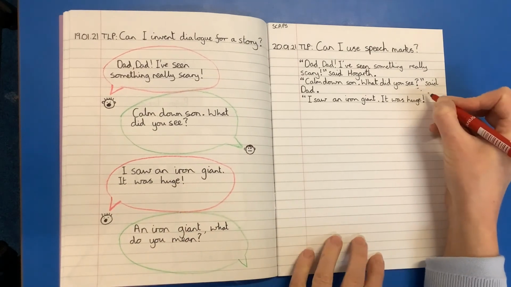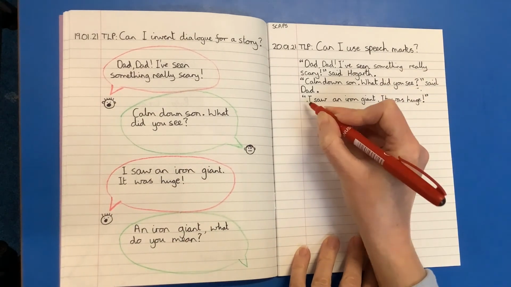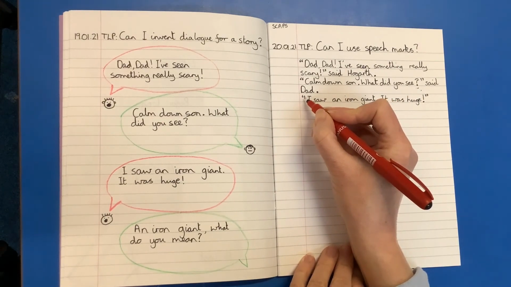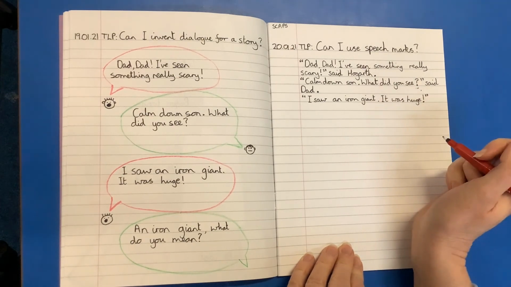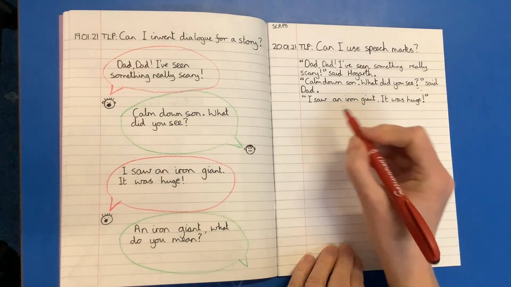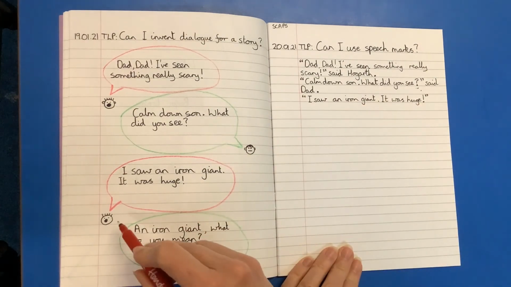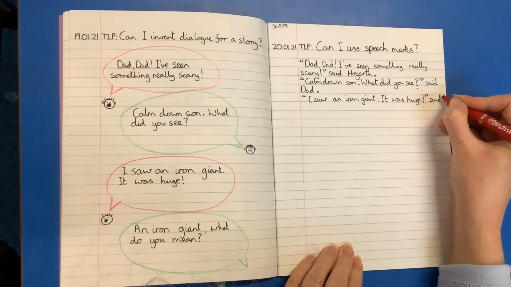So this is where I need to put my inverted commas. They need to be high up in the air and they look a tiny bit like a teeny tiny 66 and a teeny tiny 99. So that's what our speech marks should look like. "I saw an iron giant. It was huge." Now, who was speaking? Let me go back. Oh, it was Hogarth. So I'm going to carry on. Said Hogarth.